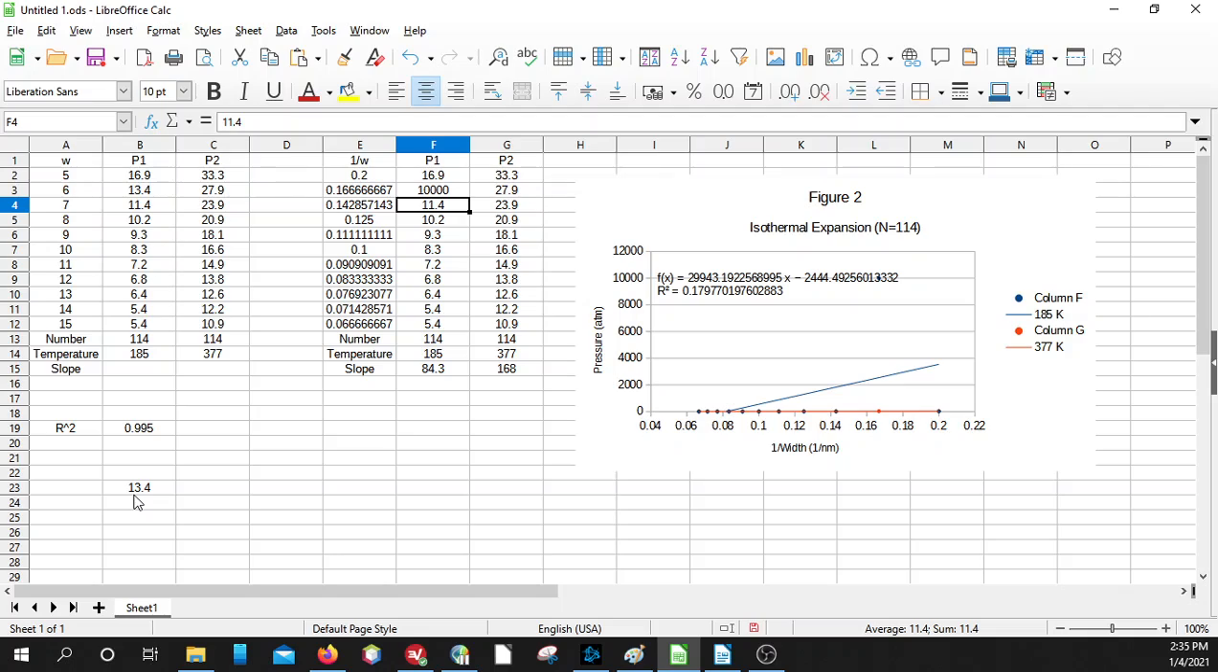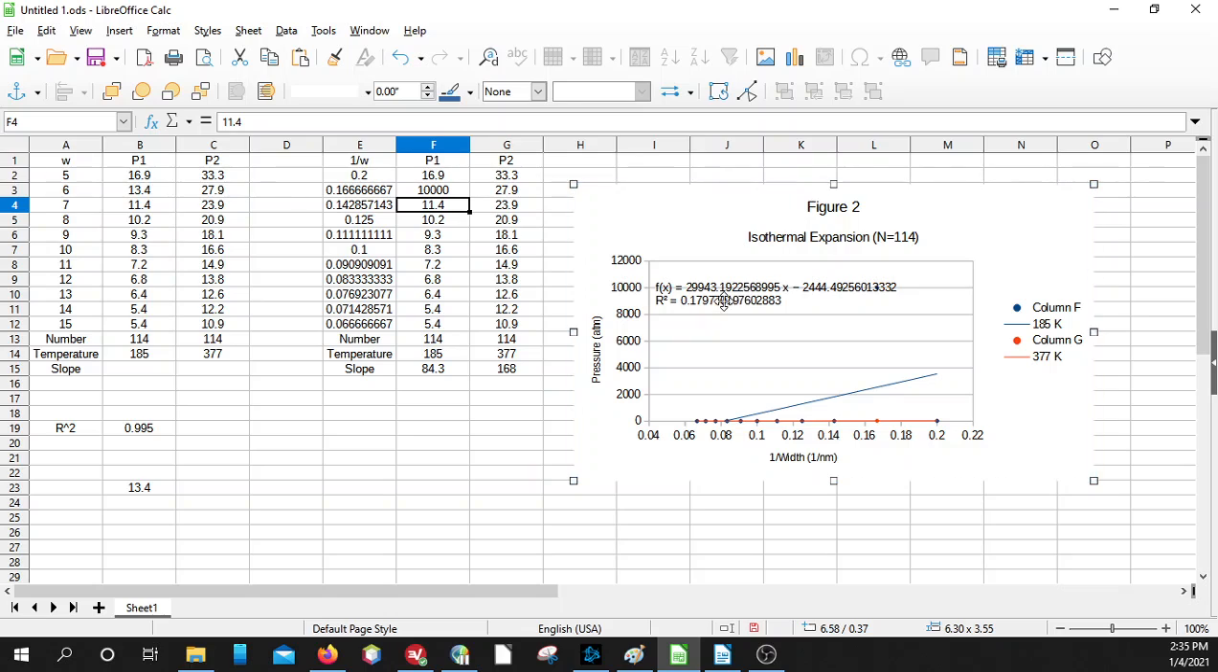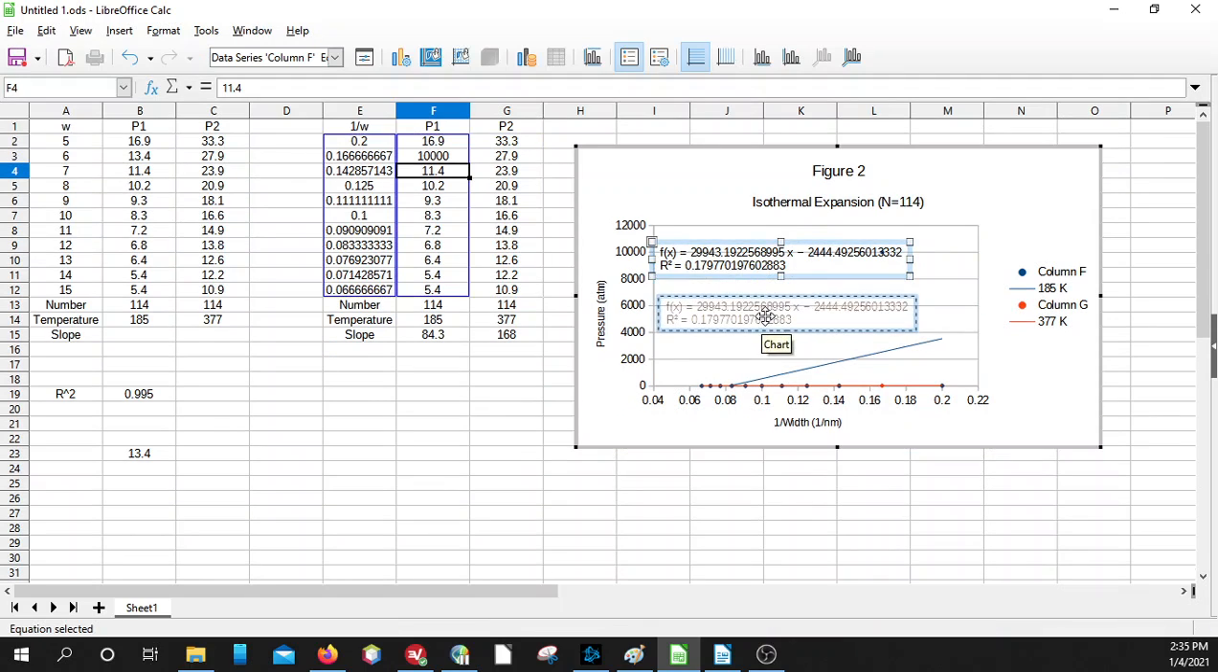And the graph totally changed because I made the pressure up to 1,000. So there's a data point way up over here. I don't know if we'll be able to see it or not, but when you change your data, the graph actually updates.